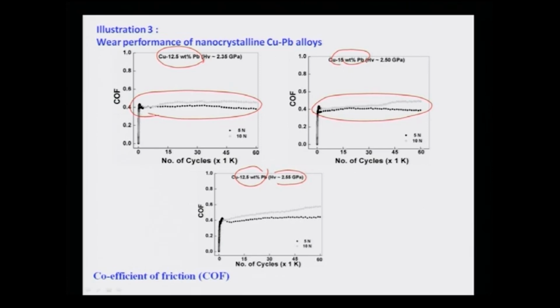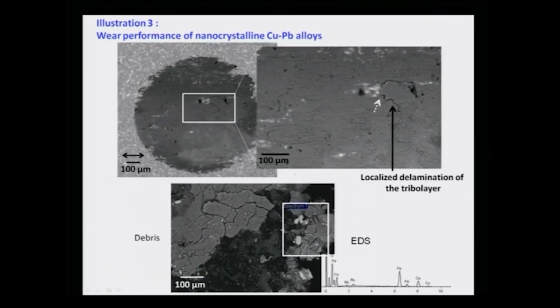Because the coefficient of friction is low, that means lead has a predominant role in reducing the coefficient of friction. Not only that, the hardness of these materials is pretty high, as you can clearly see, because of the nanocrystalline copper grains. So, now how can the characterization techniques help us understand the wear process?